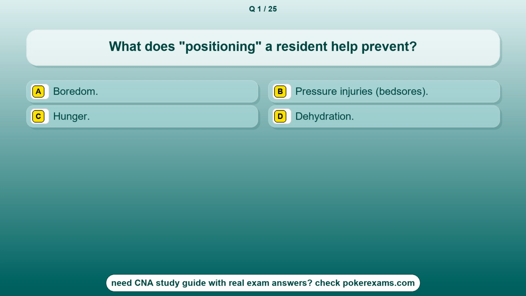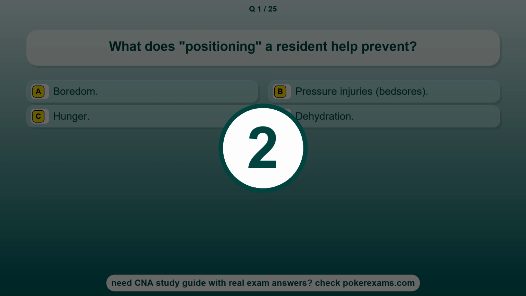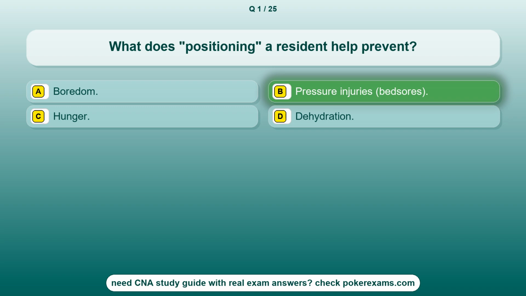Question 1. What does positioning a resident help prevent? Option A, boredom. Option B, pressure injuries, bed sores. Option C, hunger. Option D, dehydration. The correct answer is option B, pressure injuries, bed sores.